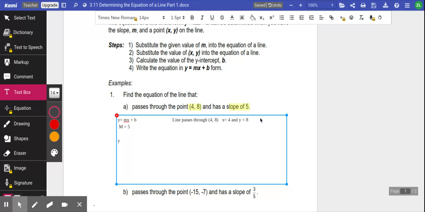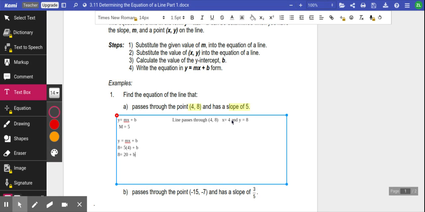So if we now just go in and substitute all of these things into the equation, for y, we know we have 8, so it would be 8 equals. For m, we know we have 5, so 5. Since it's attached to the x, it's always multiplication, so the x is 4. And then the only unknown we don't have is b. So from there, we have 8 equals 5 times 4 being 20 plus b.